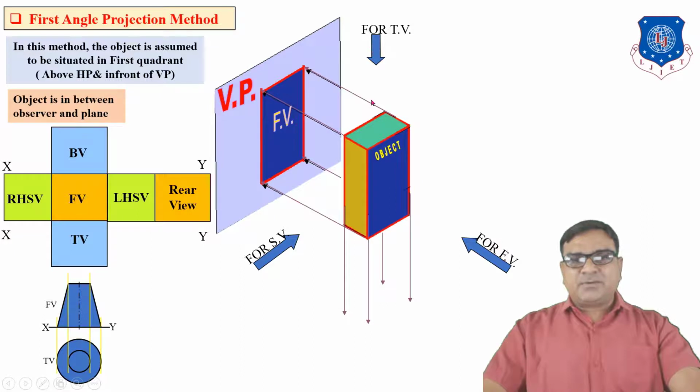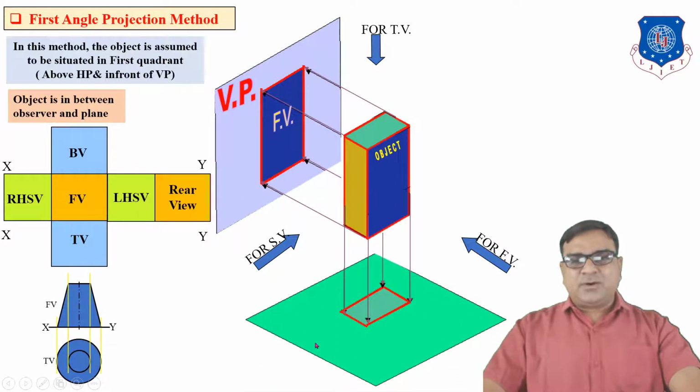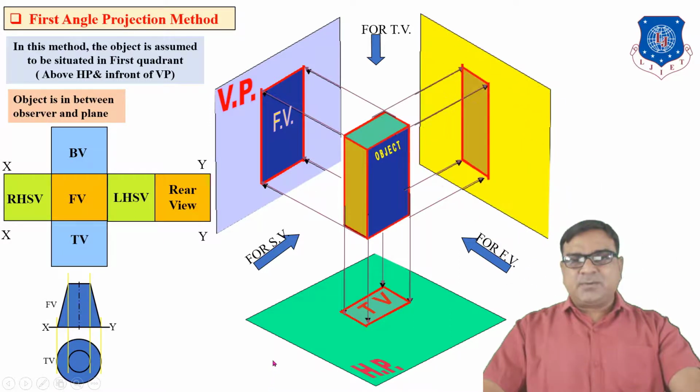When we take the projection from top, the projection on the horizontal plane, it is represented by top view, and from the left hand side, the projection on the profile plane is like this, and it is known as side view. So here we have to remember that in first angle projection method, front view is always above top view and top view is always below front view, and left hand side view is drawn on the right of the front view and right hand side view is drawn on the left of the front view.